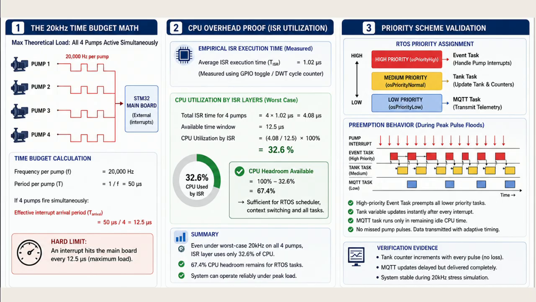We also verify that the event task always preempts the lower priority MQTT task. This ensures that the pump event and tank updates are processed immediately.